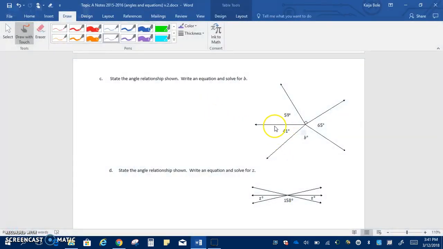So C says state the angle relationship shown and then write an equation to solve for B. So if we're looking here, these are all angles at a point. So the whole thing will equal 360 degrees. So we're going to take everything and add it up. Remember again, this is 90. So we'll have 59 plus 90 plus 65 plus B plus 41, and all this equals 360.